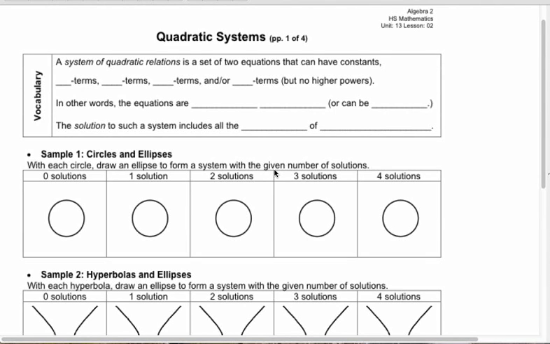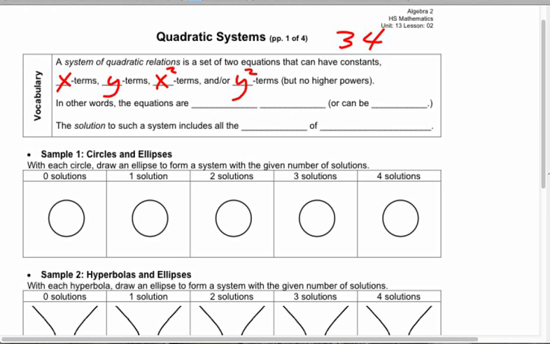Okay, so this is quadratic systems, page 1. Come up here. A system of quadratic relations is a set of, we're going to be dealing with two equations that can have constants, which are numbers like 34. They can also have x terms, y terms, x squared terms, and or y squared terms.